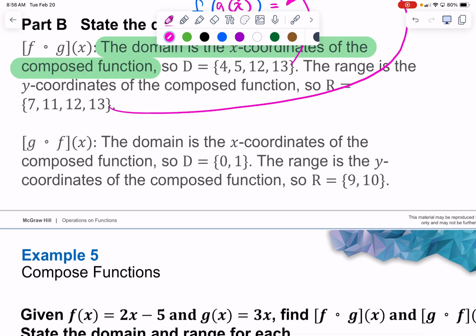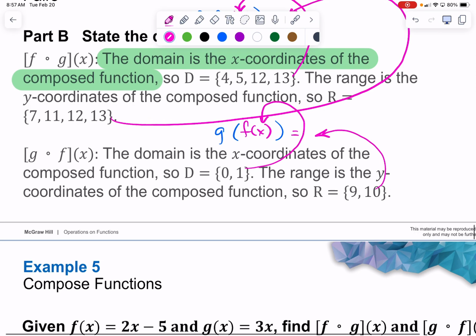When I did g of f of x, the only numbers that I could use were 1 and 0 in here, and the numbers I got out were 9 and 10. So I think you had some blanks here that you need to fill in.